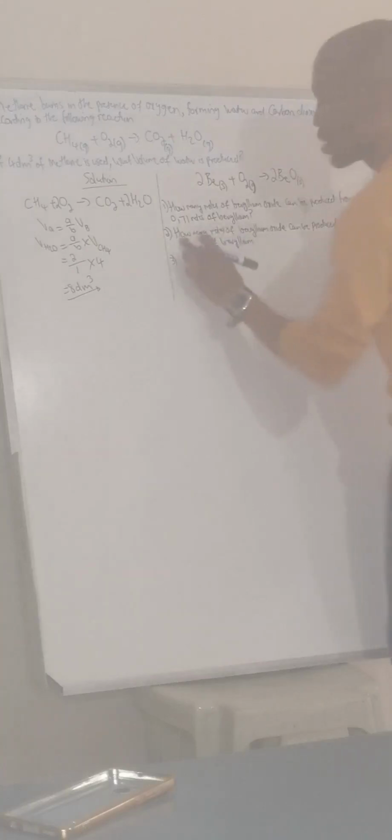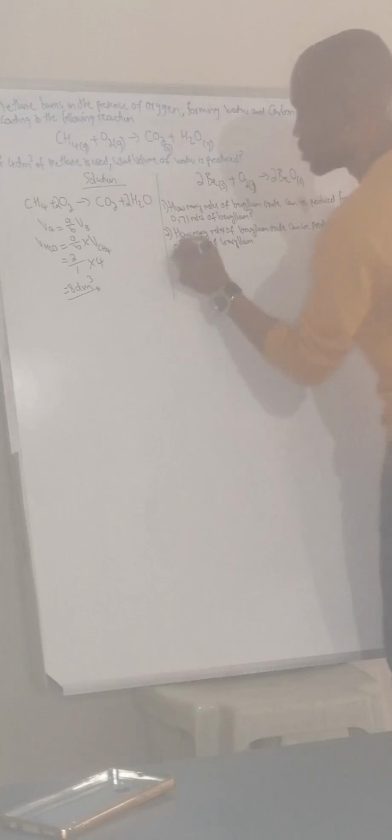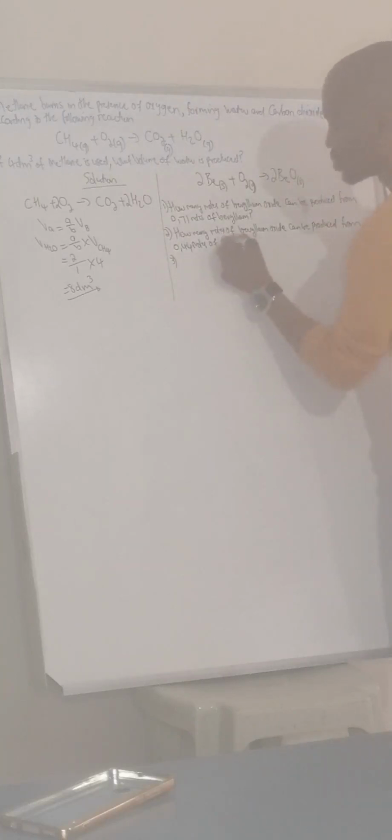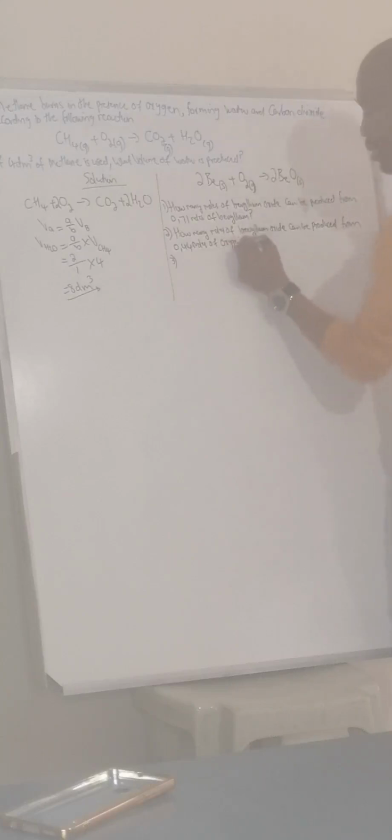The third question: how many moles of beryllium oxide can be produced from 0.44 moles of oxygen, O2?